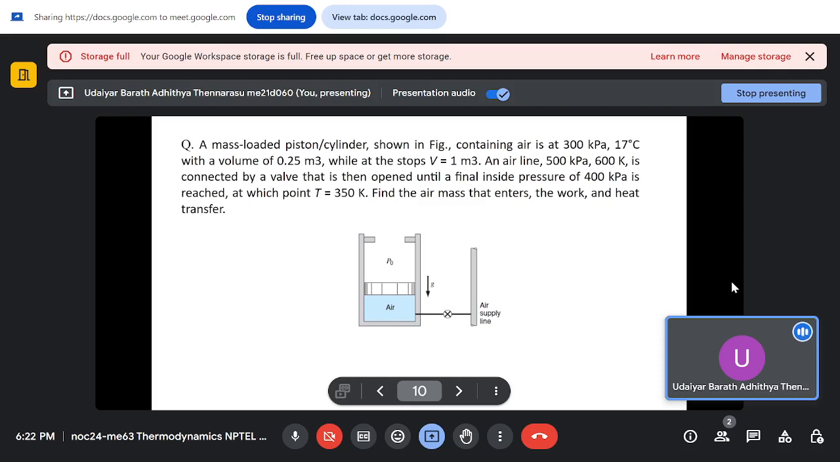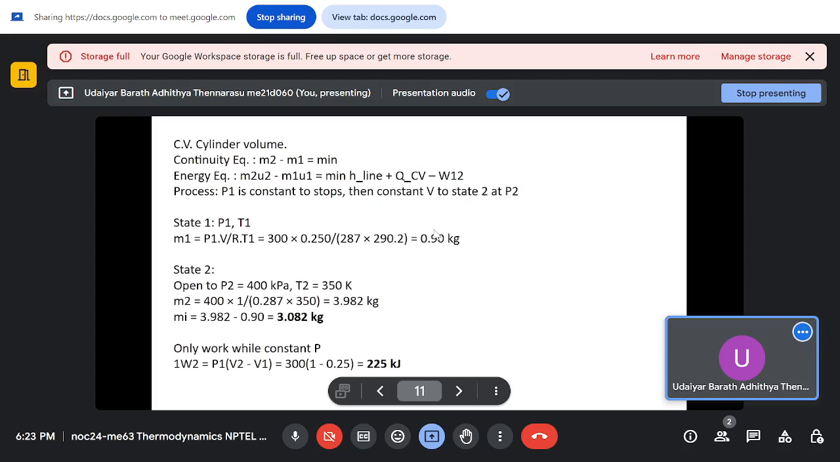This is connected to an air line where the air supply is at 500 kilopascal and 600 Kelvin. This is connected to the piston using a valve. Now this valve is open until a final inside pressure of 400 kilopascal. So at this point your temperature is 350 Kelvin. So you need to find out the mass of air which is entering, the work done, and the heat transfer which is taking place. So we'll see how to solve this.